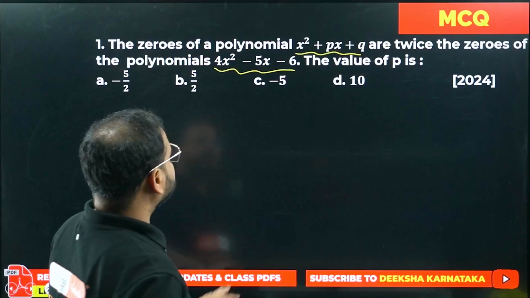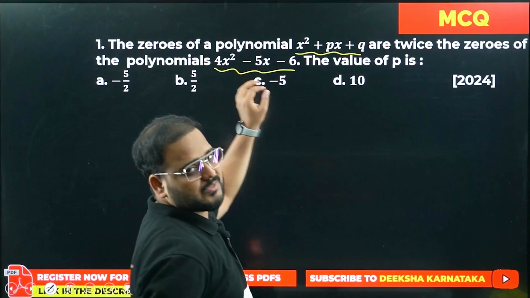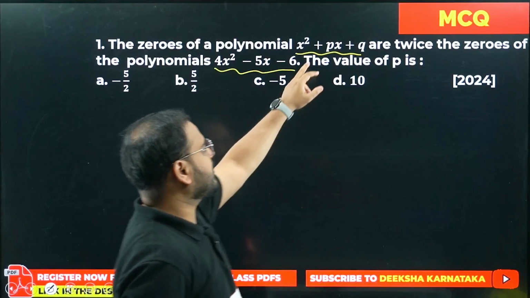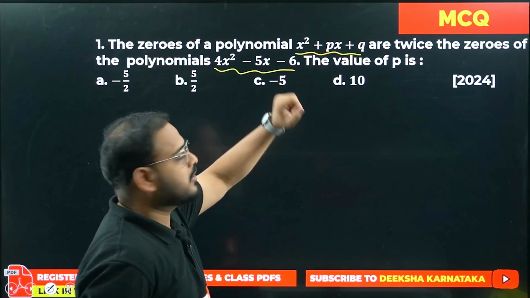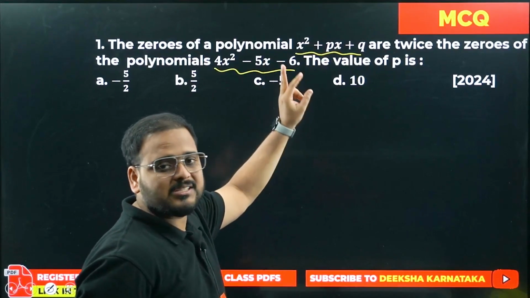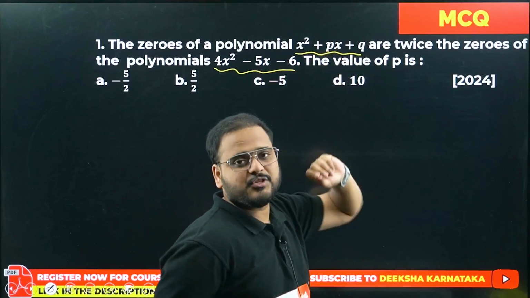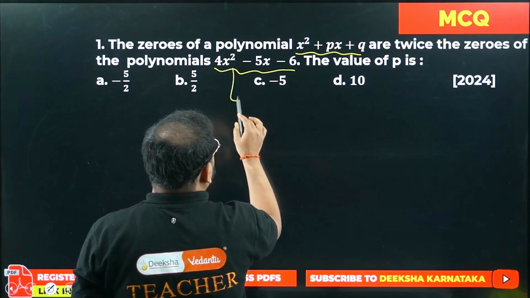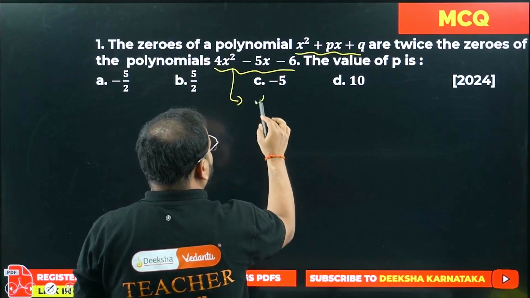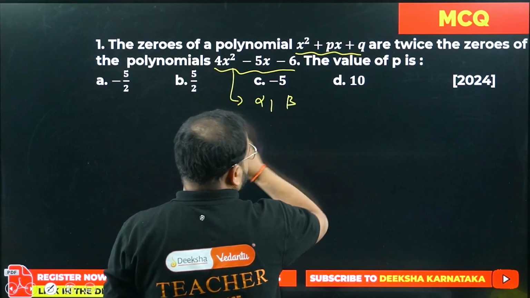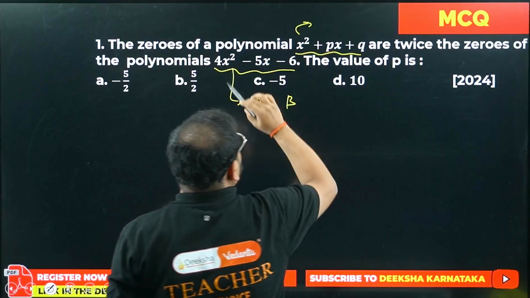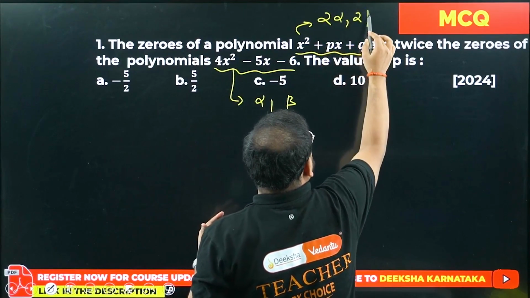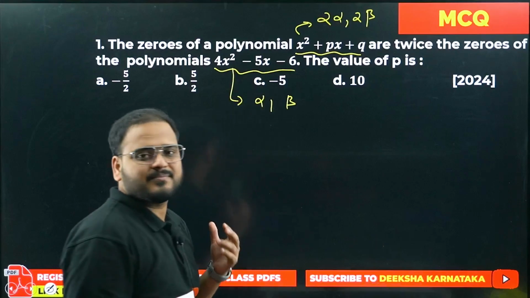It means if this polynomial's zero is, let's say, alpha, then the other will have 2 alpha as a zero. If this has a second zero beta, the other will have the second zero 2 beta. So if I take the zeros of this polynomial to be alpha comma beta, then for the other I'll have 2 alpha comma 2 beta. Any doubts in that? Of course not.